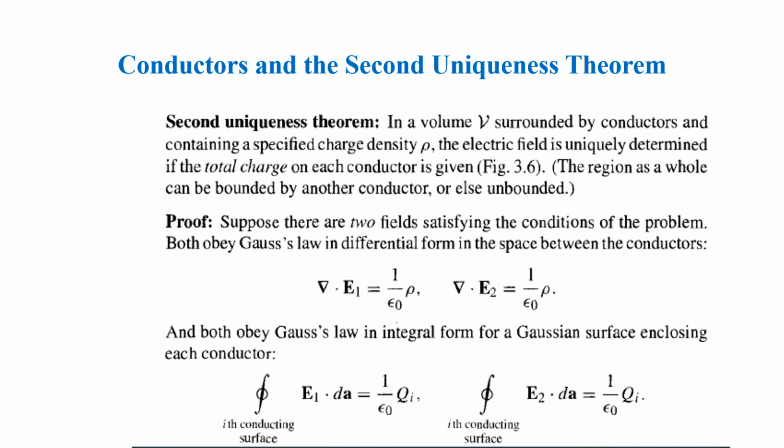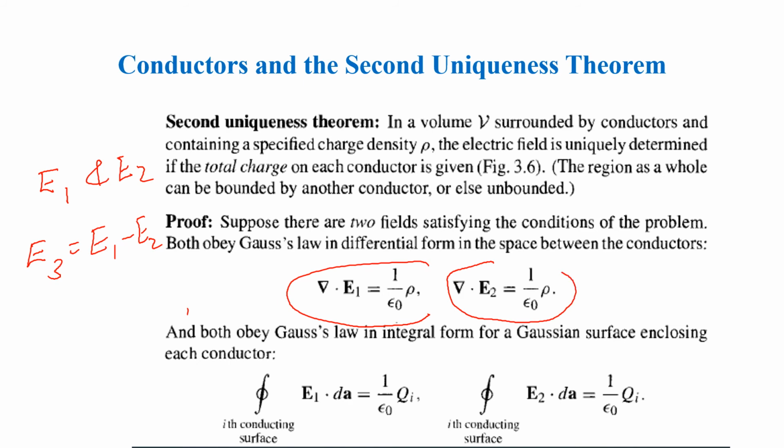Okay, so let us prove this second uniqueness theorem. For that, here also we can adopt the same type of technique that we employed for the first uniqueness theorem. So here also we assume that there are two electric fields present, E1 and E2, so that E3 is equal to E1 minus E2. Now applying Gauss's law, we can write del dot E1 equal to rho over epsilon 0, and del dot E2 equal to rho over epsilon 0.